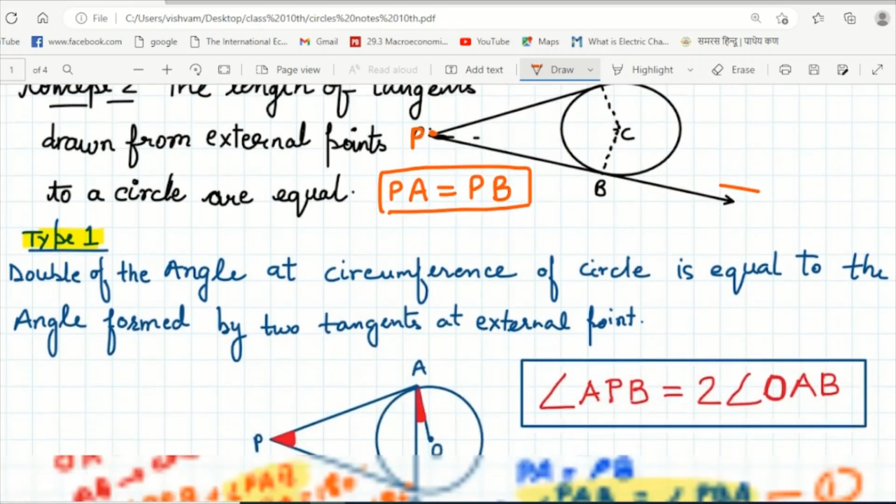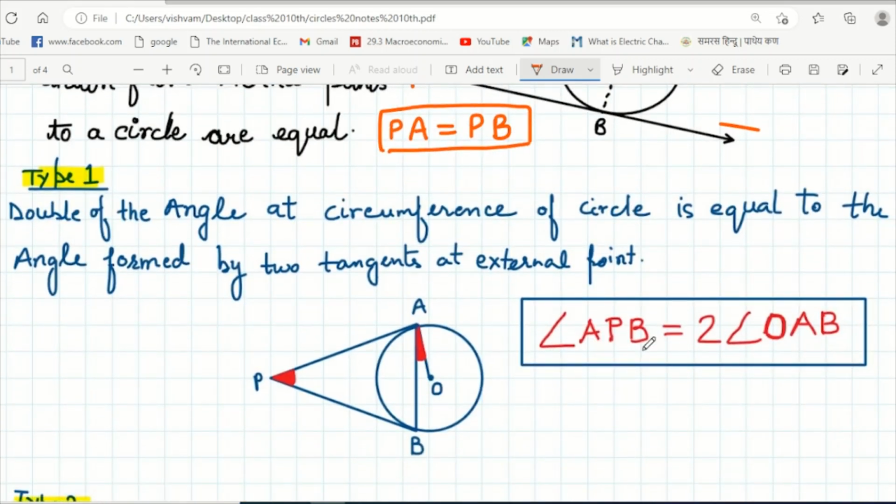Now coming to type 1. In this type 1 you will see that the angle formed between the two tangents PA and PB is double the angle formed between the radius OA and the chord AB. If we want to prove this, then we have to consider angle APB equals X, and here you can also observe that PA is equal to PB.